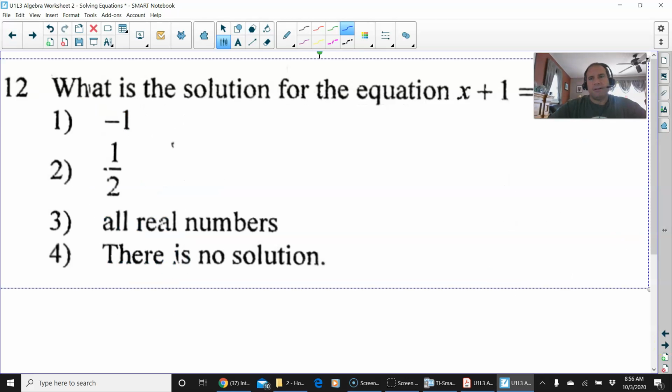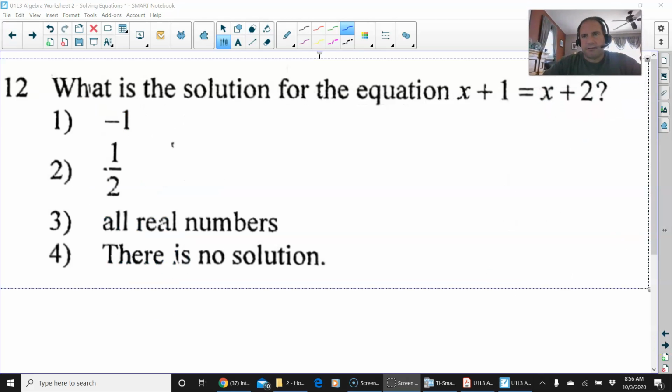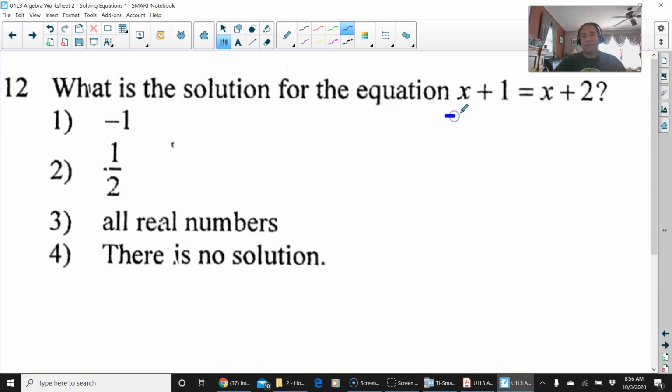Number 12. Let me move my face. All right. So what is the solution for the equation x plus 1 equals x plus 2? Wow. So I am just going to tell you, just go ahead and solve it, right? You get the x's together, so you minus x on both sides, and look what happens. Okay, so this cancels, and so does this. You get 1 equals 2. Does it? No, it doesn't. So there is no solution for this.